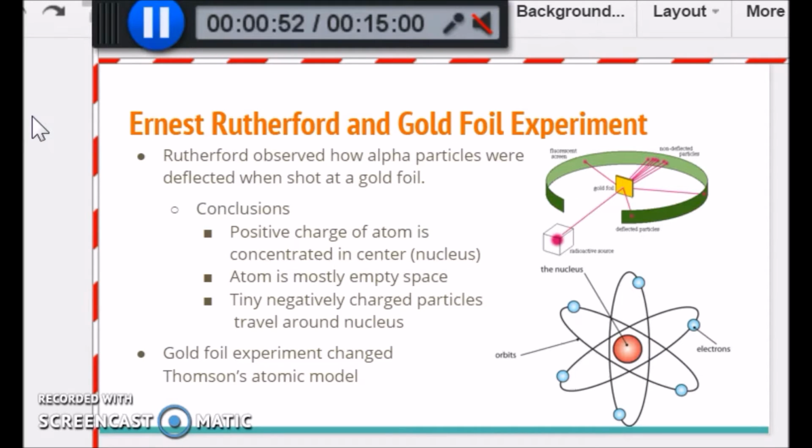He was also able to conclude that the atom is mostly empty space, as well as that tiny negatively charged particles travel around the nucleus. In this experiment, we are able to see how Rutherford used his newly found experimental results to change the previous plum pudding model into the one depicted below, in which the positive charge is concentrated in the center of the atom rather than interspersed.